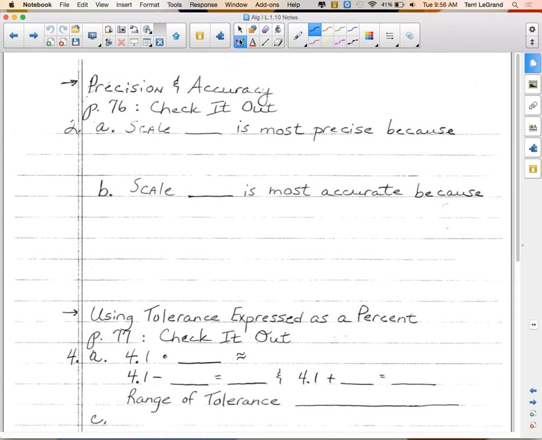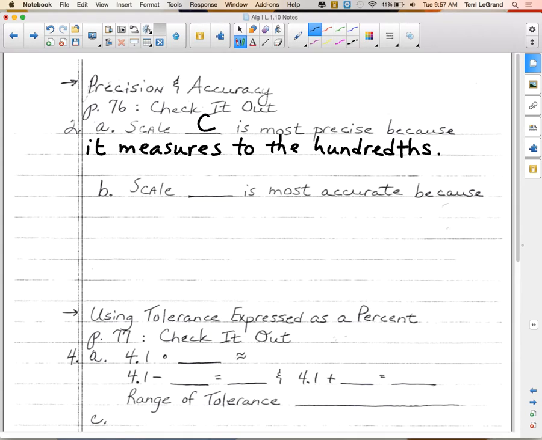C, yeah. Scale C is our most precise because it measures to the, what place value is that? To the hundredths. So the word hundred with the THS at the end, because it measures to the hundredths. What did scale A measure to? To the tens place. How about scale B? Tens also. Okay. So C wins the contest, right?